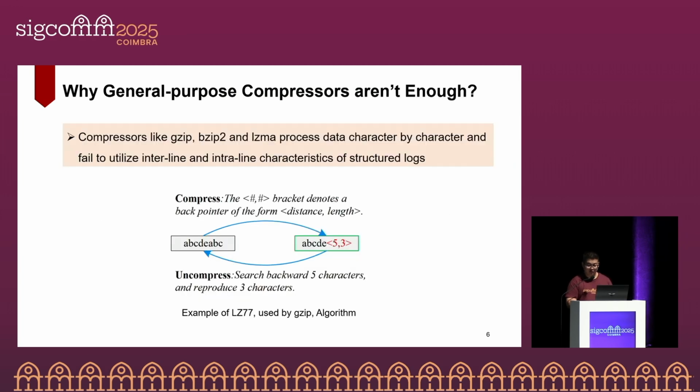So why not just use gzip or similar tools? Well, general purpose compressors work at the character level, like LZ77. For example, it replaces repeated strings with short back pointers. As shown in the figure, the second ABC is replaced with a pointer to the earlier one. But these tools don't understand log structures. They can't take advantage of repeated patterns across lines. So we miss a lot of potential for optimization.